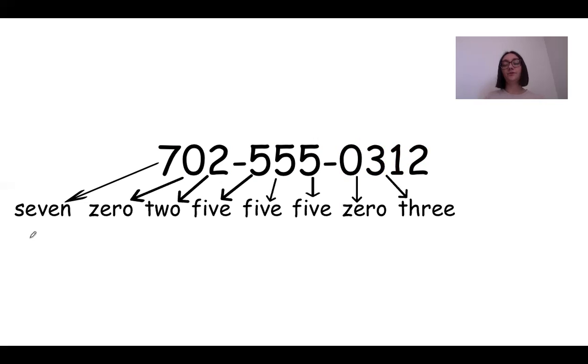7, 0, 2, 5, 5, 5, 0, 3, 1, 2. So that's the whole phone number, and this is how you spell the numbers. This is how you write the word 7. And this one is how you write the number 7. So this is the word for the number, and this is the number just by itself.